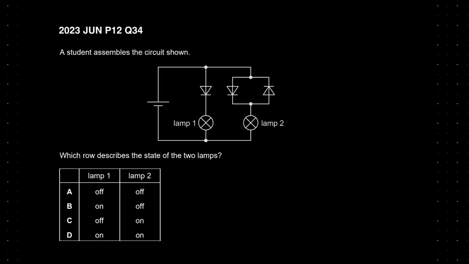34. A student assembles a circuit as shown. Which row describes the state of the two lamps? Because this is positive, current would flow like this. So lamp 1 would definitely be on because current flows downwards through it. About lamp 2, this diode would be forward biased, this one would be reverse biased. So current would flow through here and through the lamp. So this one would be on as well, right? You can state this in a technical way: this diode basically shorts this one.